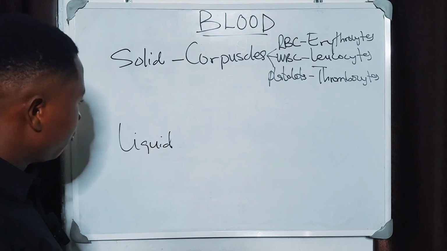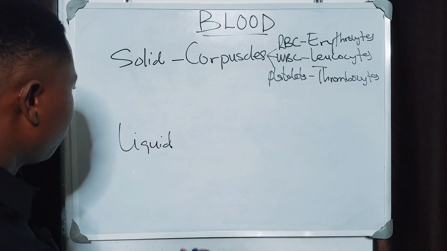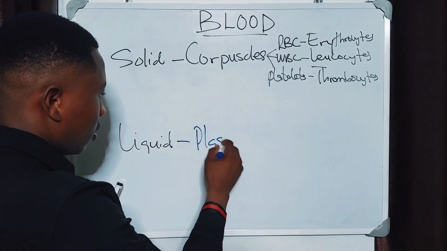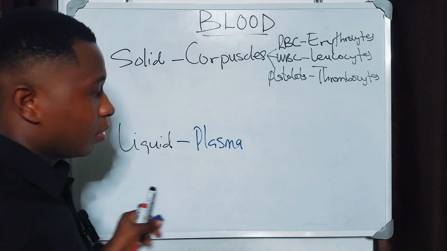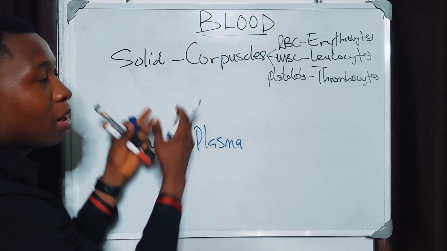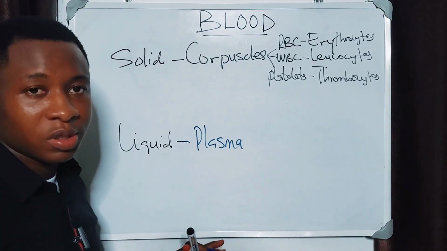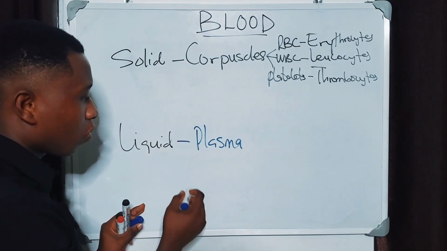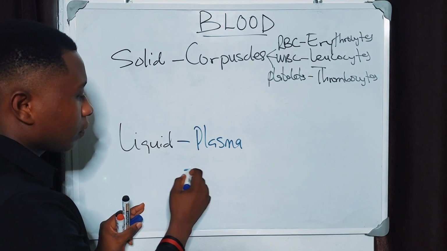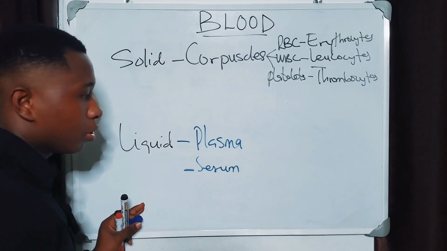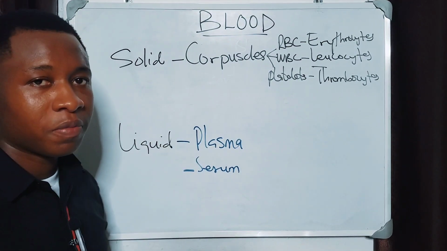Now we also have the liquid part of the blood. The liquid part of the blood is referred to as the plasma. So we have the liquid part of the blood and the solid part of the blood. This is just the blood, nothing more. Oftentimes people make that mistake of confusing the plasma and the serum. Now, the plasma is different from the serum.